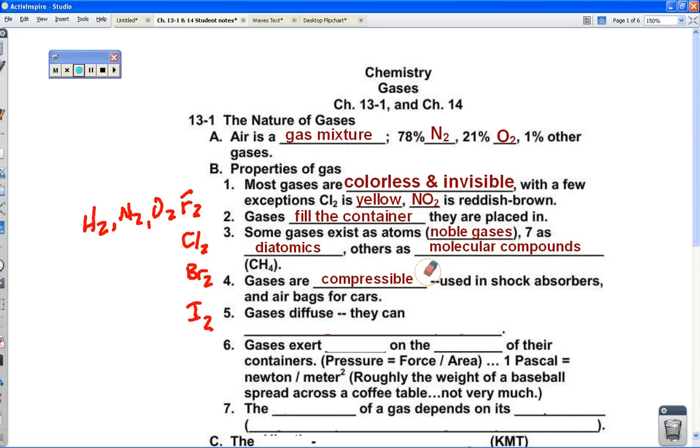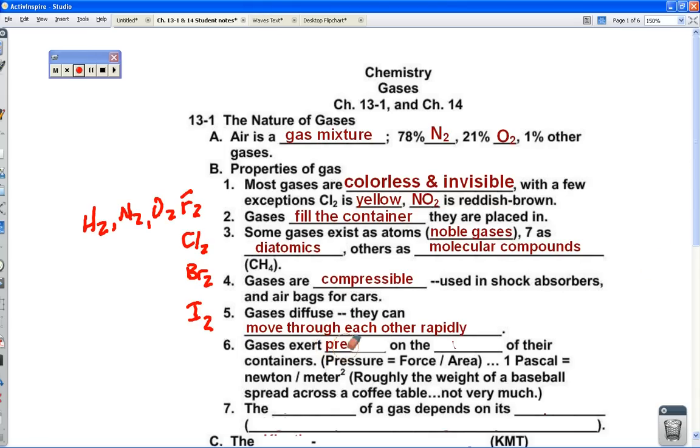Okay, gases are compressible. They're used in shock absorbers and airbags for cars. Gases diffuse. In other words, they can move through each other rapidly. Once again, this brings us back to the odorous emanations that certain animals release and how you can detect it soon after they are released. It's traveling through the other gases in the room and finding its way to your olfactory bulbs inside your nose.